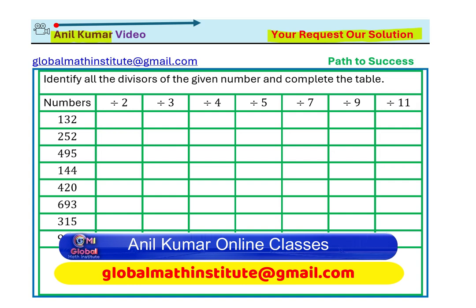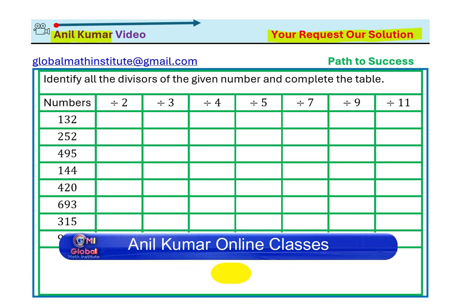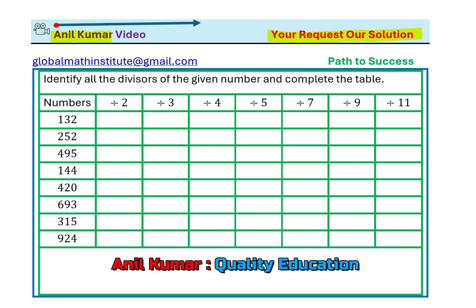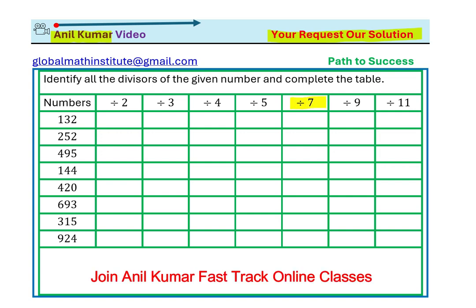To keep it simple, we are taking small numbers, only three-digit numbers. However, it is important to understand each and every rule: divisibility by 2, 3, 4, 5, 7, 9, and 11. Seven is something which is least understood, so we'll lay more stress on that. So let's begin. You can always make a table like this, complete it, and then check with my solution.